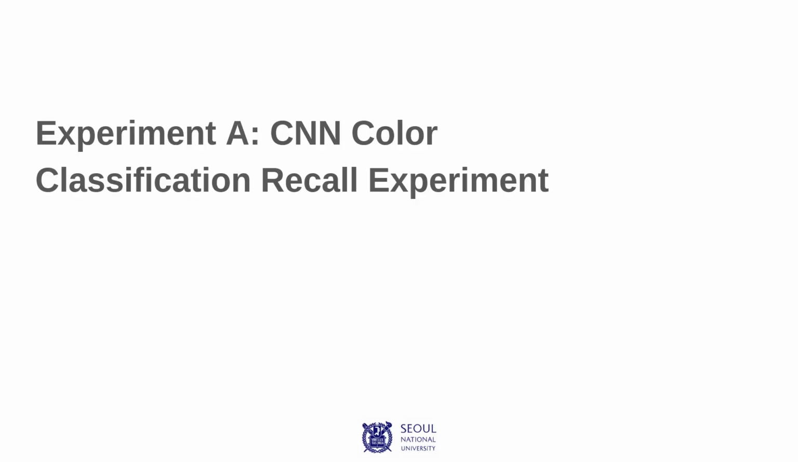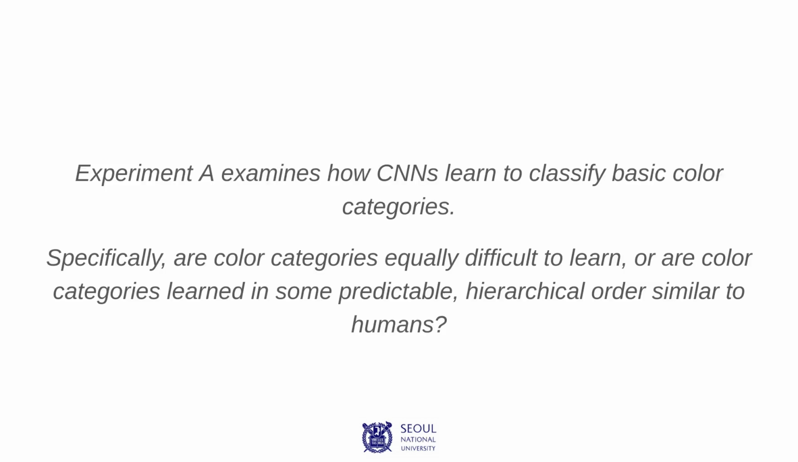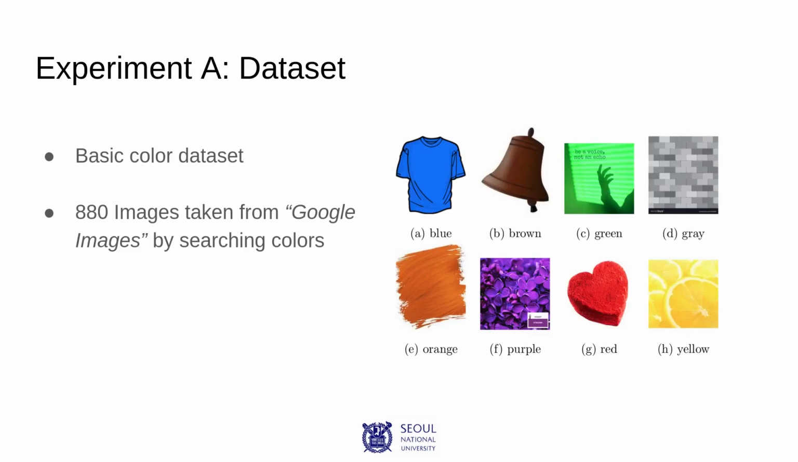So we investigate hierarchical preferences for colors in neural networks over two experiments. The first experiment is the CNN color classification recall experiment. This experiment is designed to investigate whether CNNs are able to learn certain colors faster than others. The dataset used for this experiment was just basic images downloaded from Google Images for these 8 colors: blue, brown, green, grey, orange, purple, red, and yellow.